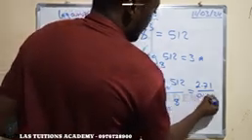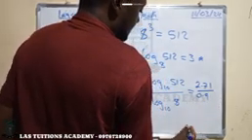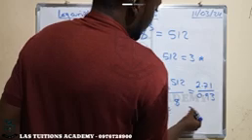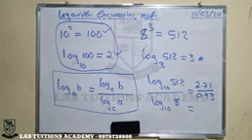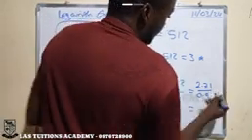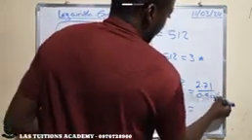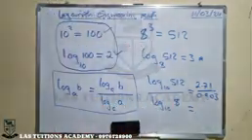0.9, 93. So when you divide the two, what do you get? 0.903. Okay, 0.903. So when you divide, what do you get?